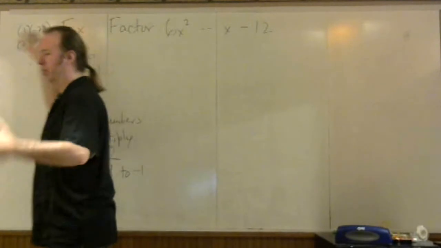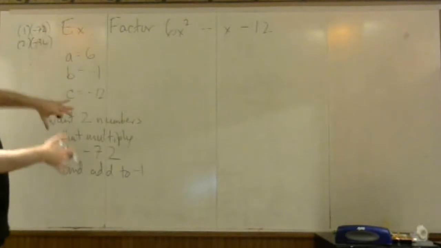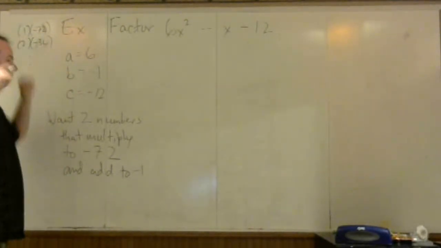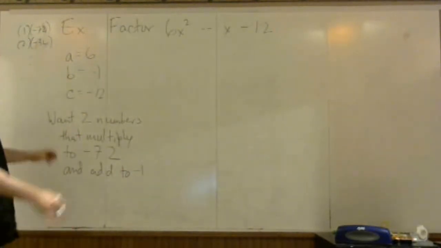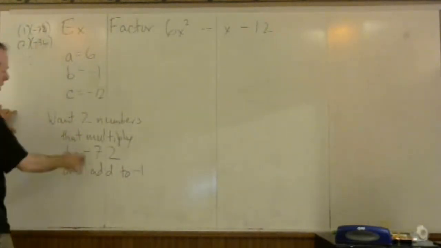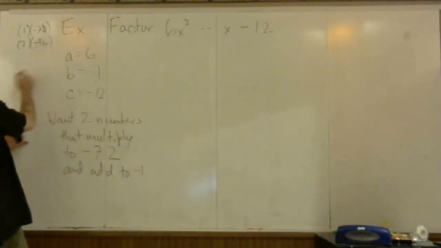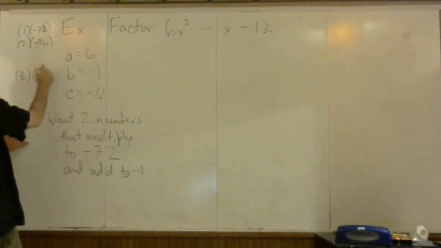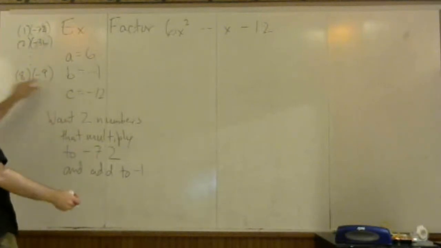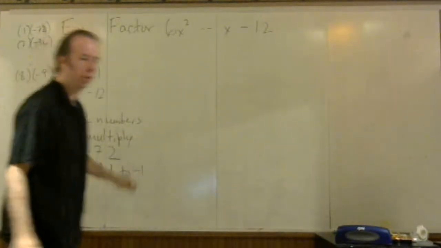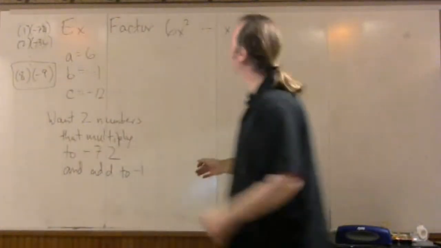When I'm making this list, I'm being very systematic and making sure that I don't miss anything. Ultimately, as soon as I find a pair of numbers that works for both of these, I can stop. That's my two numbers that I need. Here, it looks like 8 times 9 gives me 72. So I think 8 times minus 9 will give me minus 72. And then 8 minus 9 gives me that minus 1. So the 8 and the minus 9 are what I need for this one.